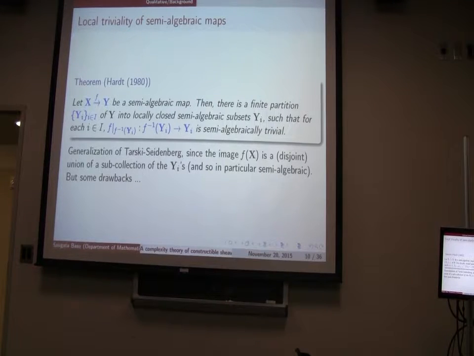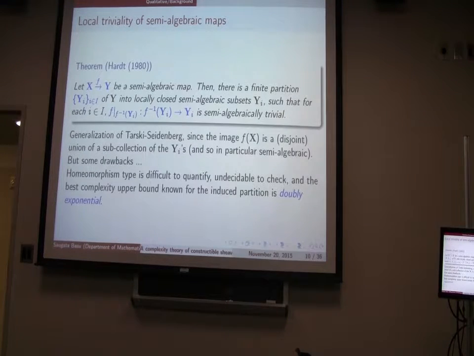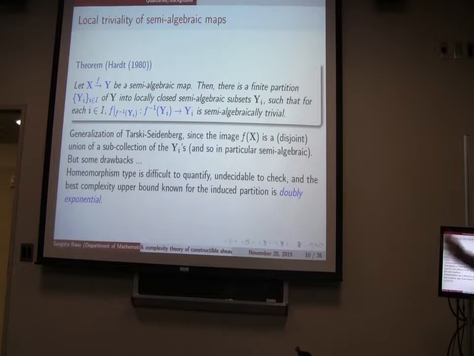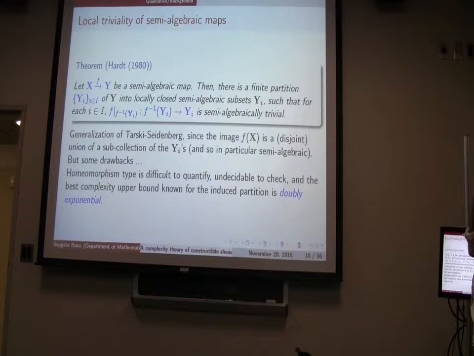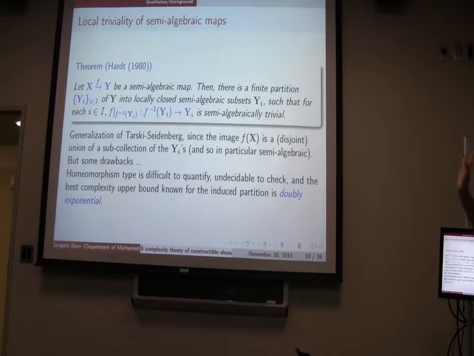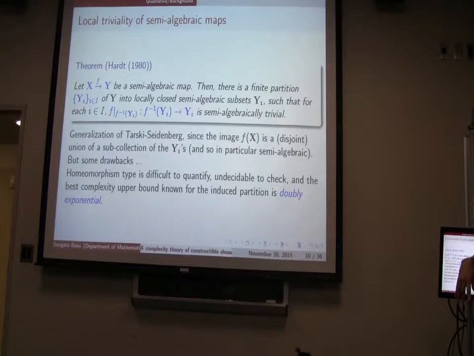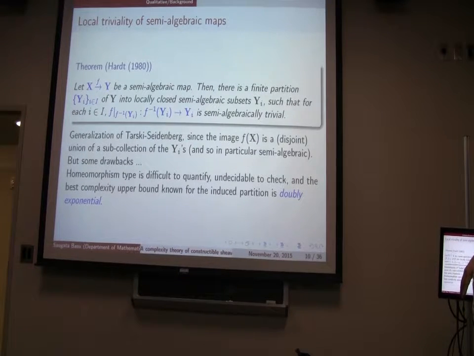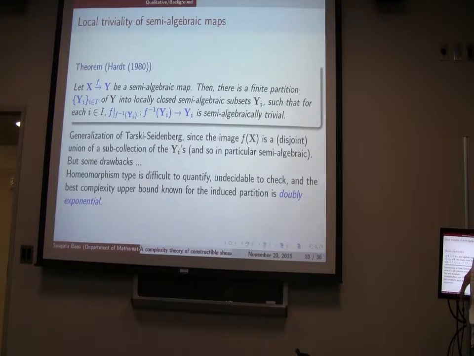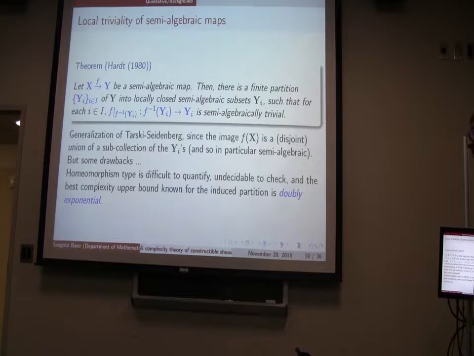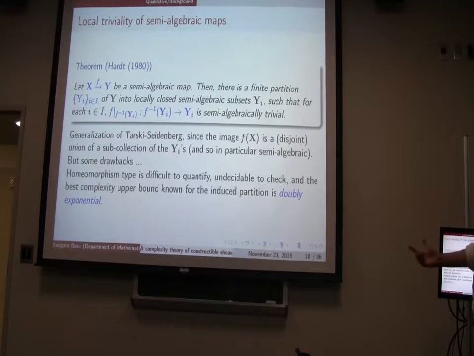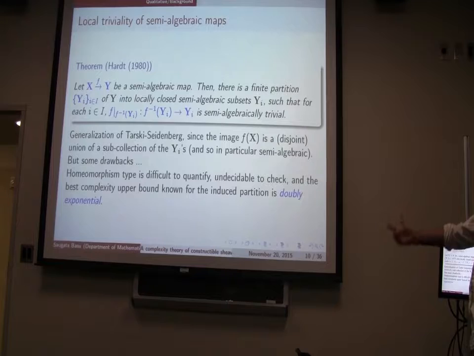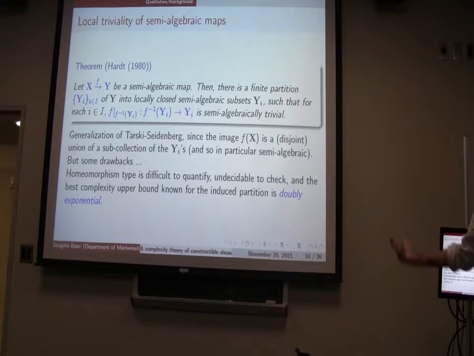But it has some drawbacks, mostly from the point of view of complexity. Well, homeomorphism type is something that's kind of difficult to quantify. It's undecidable to check, but this is not going to be so important for us. But also the best complexity upper bound known for this induced partition of the base, if you have a fixed semi-algebraic map, is doubly exponential. And whenever I say things like doubly exponential or singly exponential or polynomial, I mean doubly exponential, singly exponential in the number of variables.